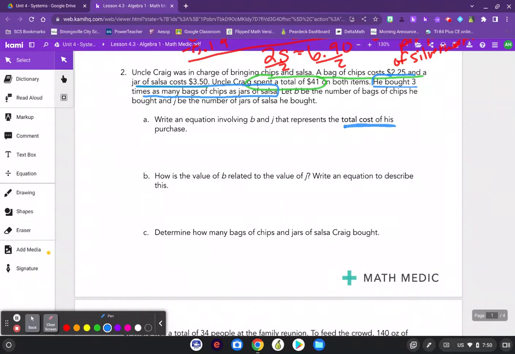Okay, so the total cost of his purchase was $41. And the cost of chips was $2.25. I think they said to use B. So $2.25 per bag of chips, plus the cost of salsa was $3.50. I believe they said to use J. And so this would represent the total cost. How much each bag of chips costs times the total number of chips I bought. How much a jar of salsa cost times the number of jars of salsa I bought equals $41.